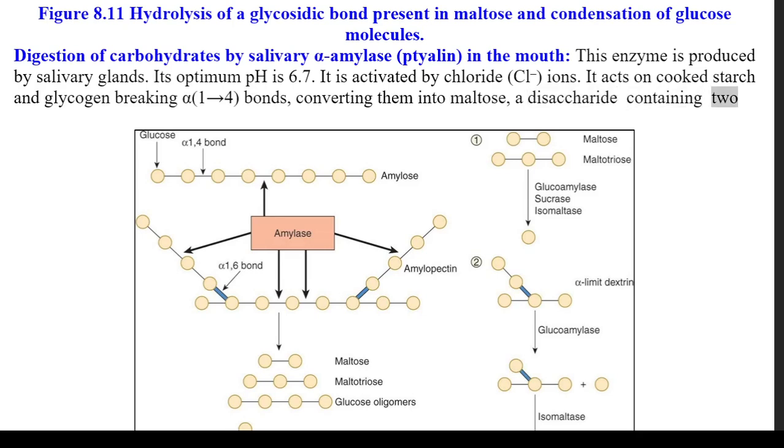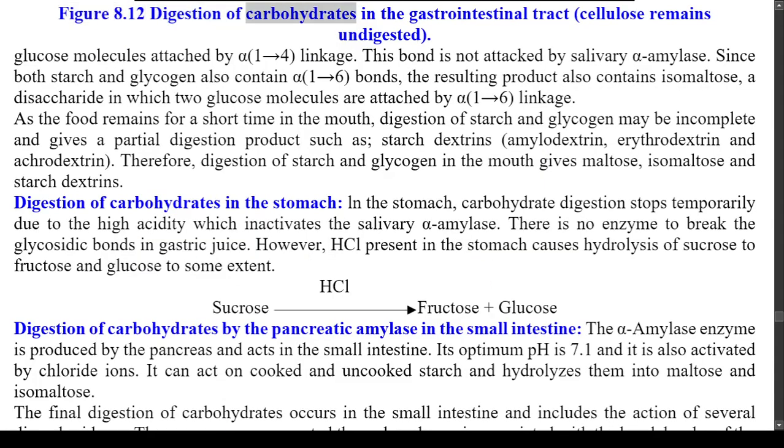containing 2 glucose molecules attached by alpha 1→4 linkage. Figure 8.12 Digestion of carbohydrates in the gastrointestinal tract, cellulose remains undigested. This bond is not attacked by salivary alpha amylase. Since both starch and glycogen also contain alpha 1→6 bonds, the resulting product also contains isomaltose, a disaccharide in which 2 glucose molecules are attached by alpha 1→6 linkage.